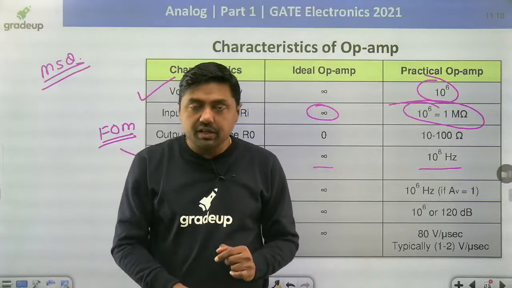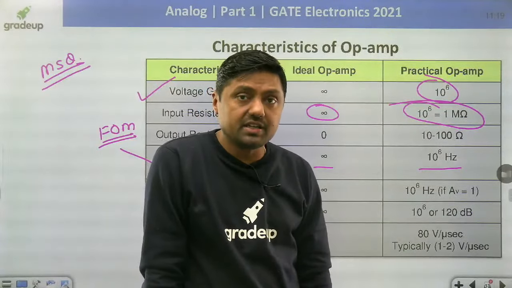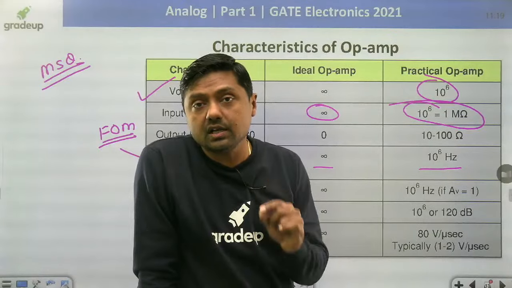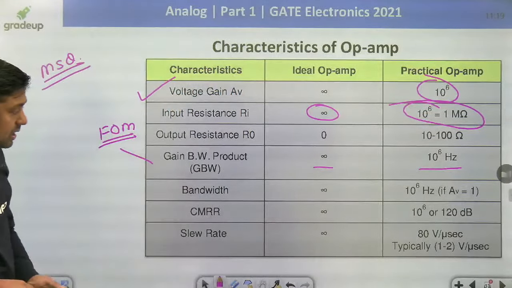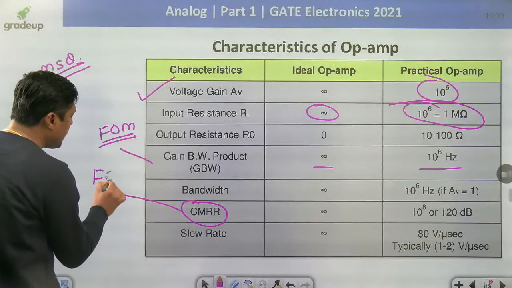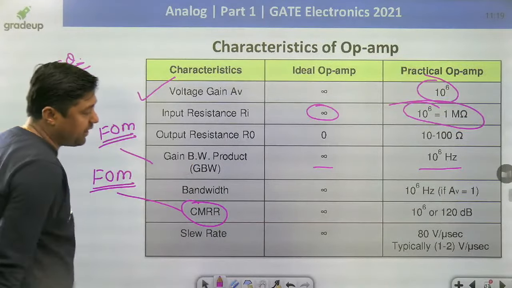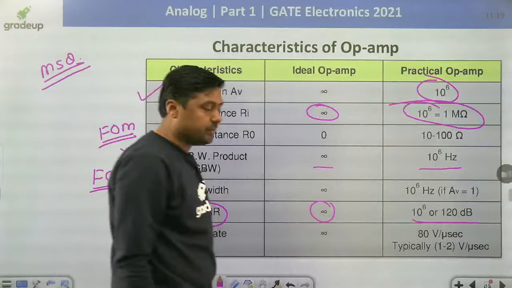Okay. Second thing, the input resistance. Why are we using the emitter coupled differential amplifier, ECDA? Because its input resistance is very high. In the ideal condition, the input resistance should be infinite. And then there is CMRR, common mode rejection ratio. This is the figure of merit for a differential amplifier, and the operational amplifier is basically a differential amplifier. Ideally it should be infinite, practically it should be 120 dB.